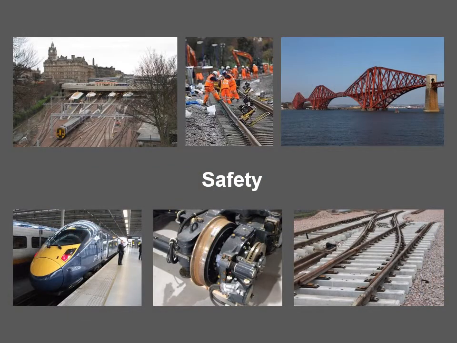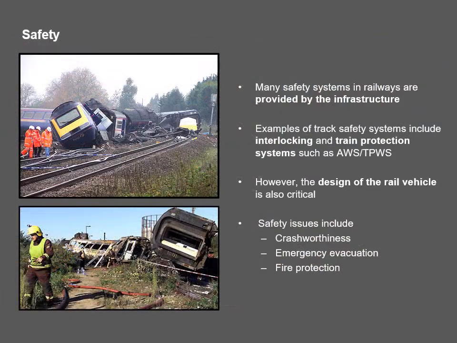So I'm now going to have a look at passenger safety in rail vehicles. Many safety systems in the railways are provided by the actual infrastructure, and examples of track safety systems include interlocking and train protection systems. However, the design of the rail vehicle itself is also critical, and safety issues include crashworthiness, emergency evacuation, and fire protection.